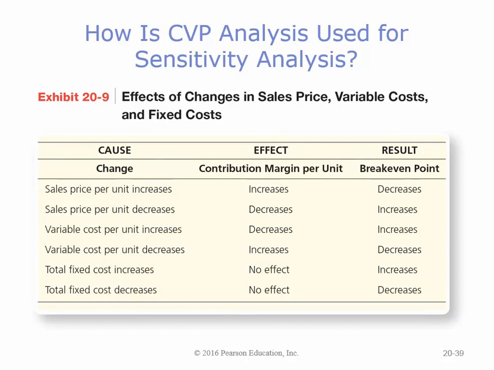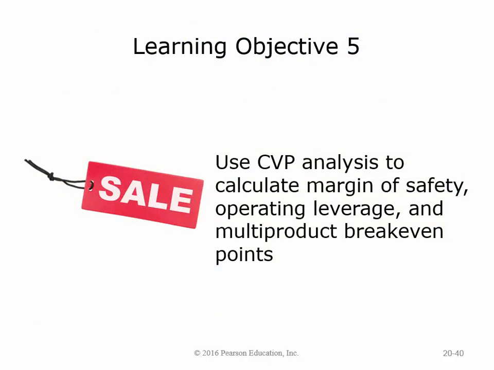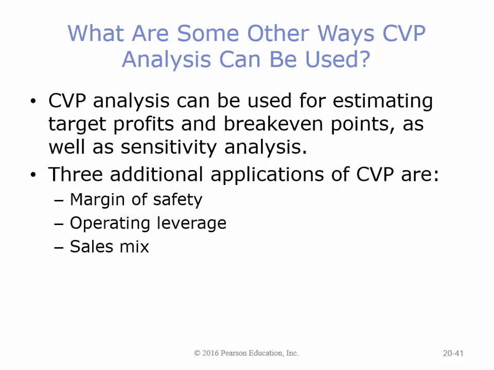And here's just sort of an overall effects that we would expect, but we don't need to spend any time on that. All right. Then we use CVP analysis to calculate the margin of safety, operating leverage, and multi-product break-even points. So now they're taking the same concepts and making them a little more challenging, I guess. All right, so these are the three things we use this for.